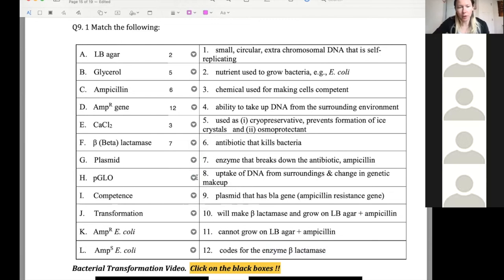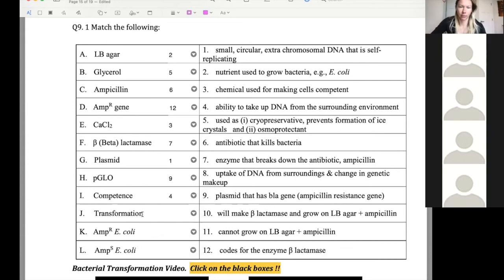All right, next one is plasmid. One. Yes. Who was trying to get my attention? Oh, I thought I heard someone say professor. Okay, let's move on to H, P-glow. Nine. Yeah, number nine, exactly. So P-glow is the plasmid with the beta lactamase gene. Competence, I. Four. Yep. It would be number four, the ability to take up DNA from the surrounding environment.